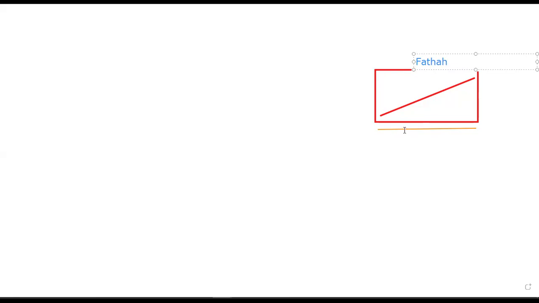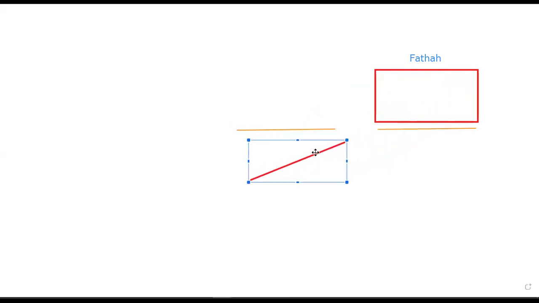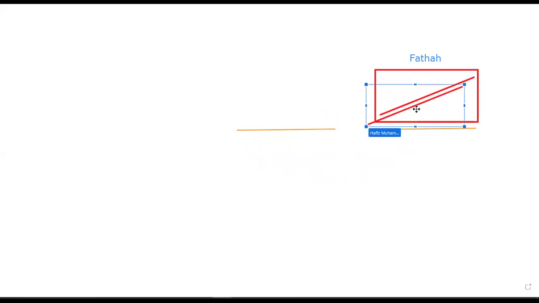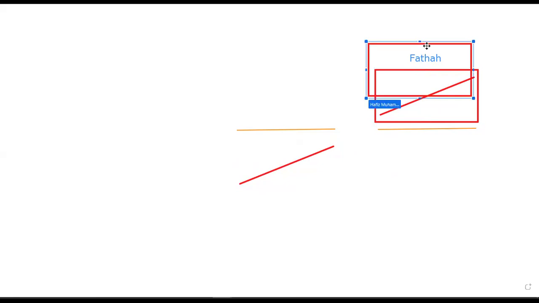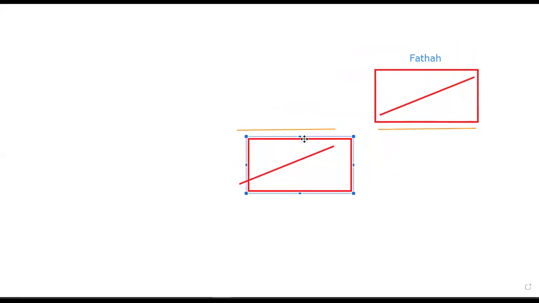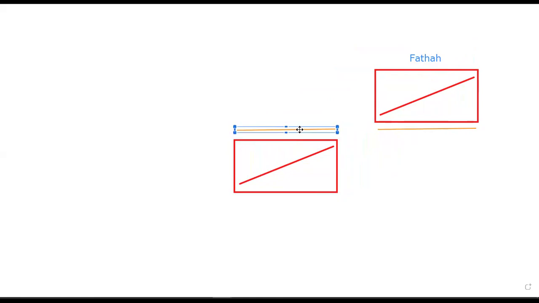Now the next letter is Kasra. So what is Kasra? Kasra is the same line, a horizontal line, but it comes below the letter. Fatha comes on top of the letter and Kasra comes below the letter. Okay.